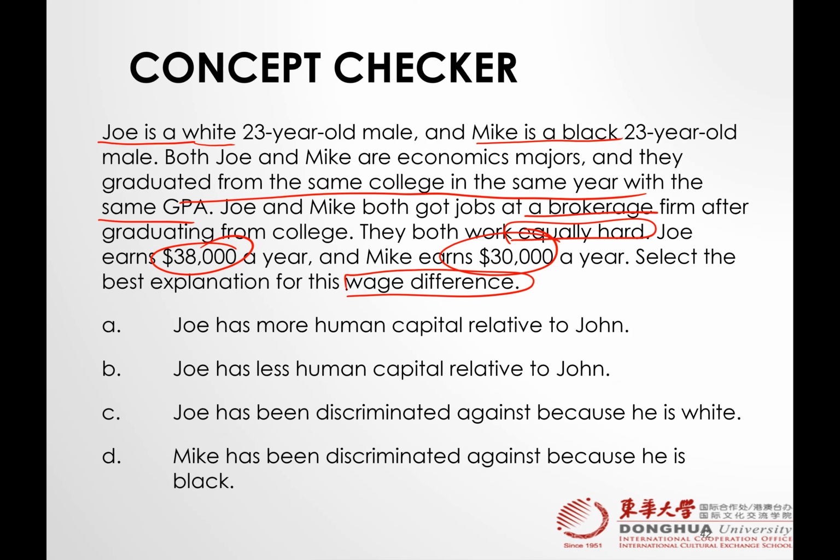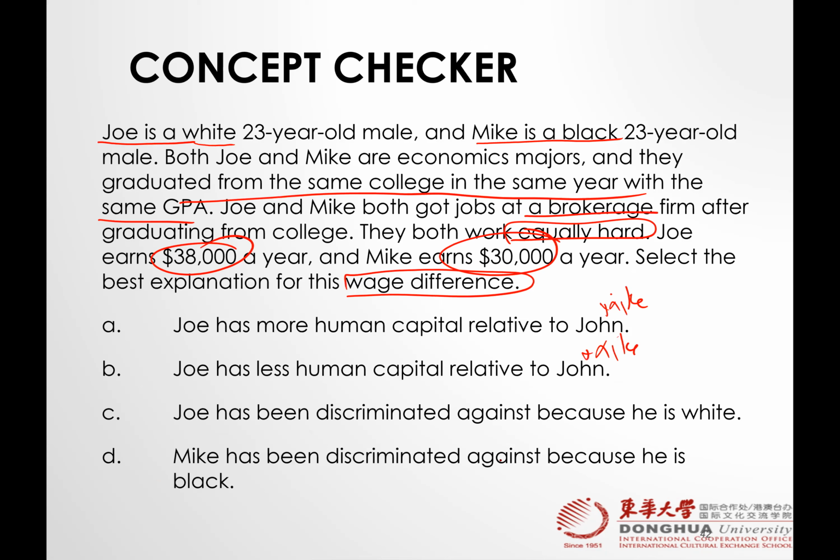A, Joe has more human capital relative to Mike. We just mixed up the names here. B, Joe has less human capital than Mike. C, Joe has been discriminated against because he is white. D, Mike has been discriminated against because he is black.